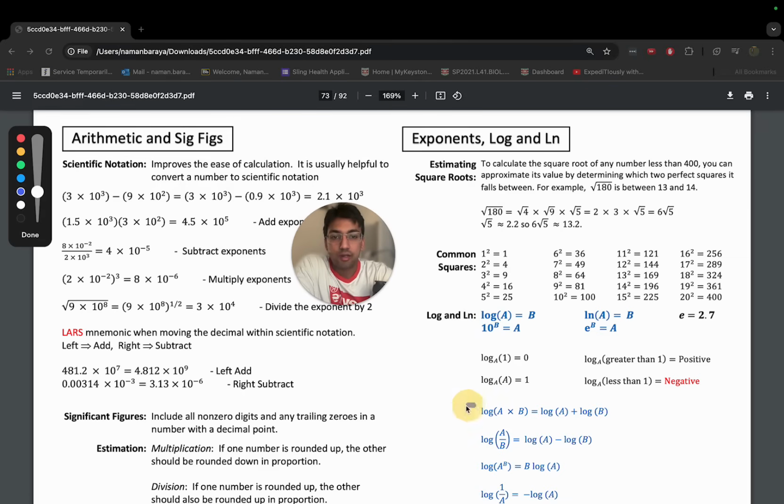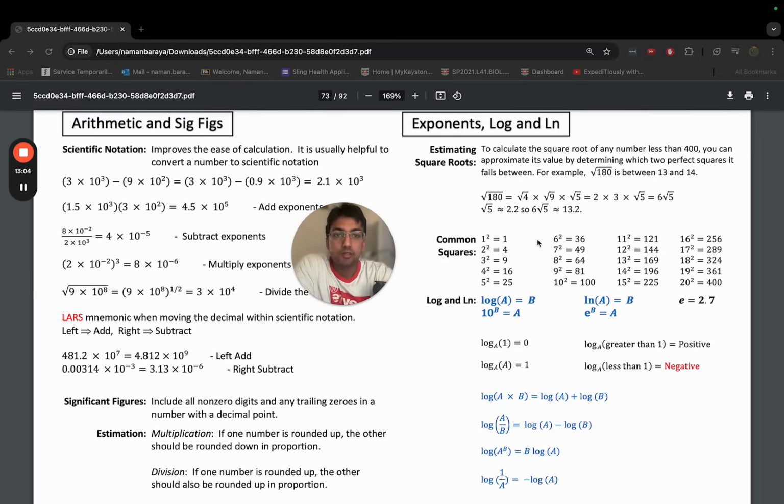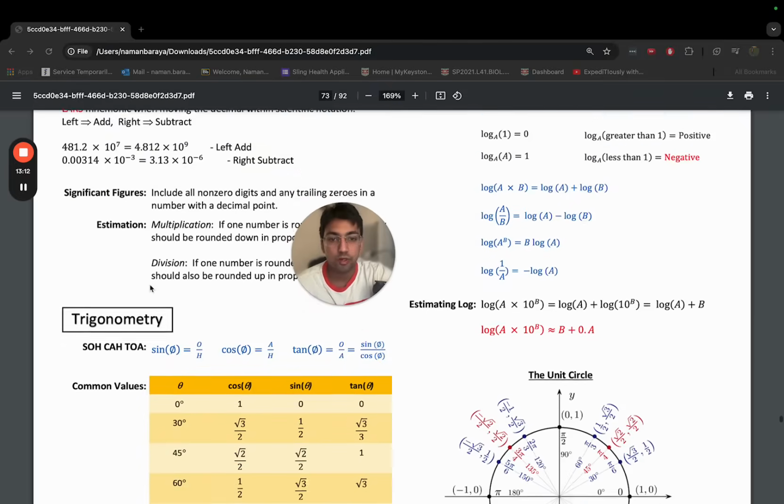And then I would kind of know how to manipulate logs a little bit, but again, it's not that high yield. Also be able to estimate, like, is the square root of 8, what would that be close to, things like that. But again, it's not too important.